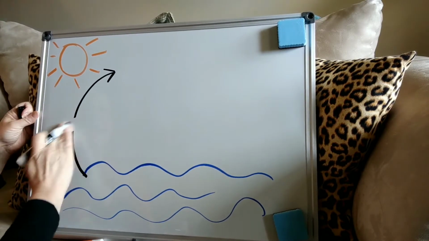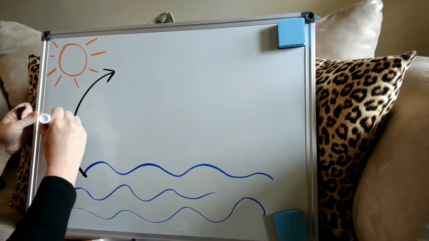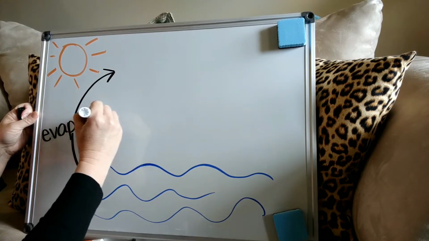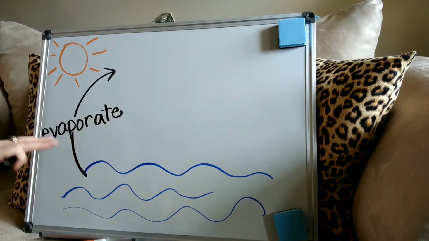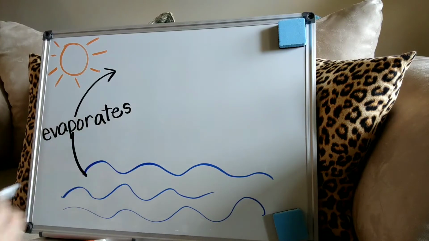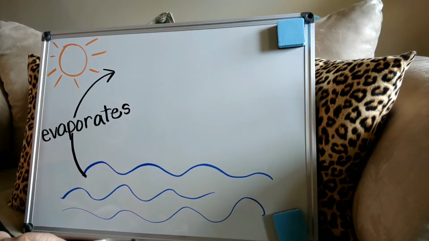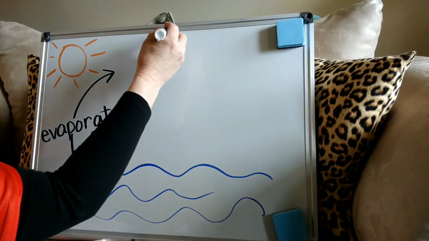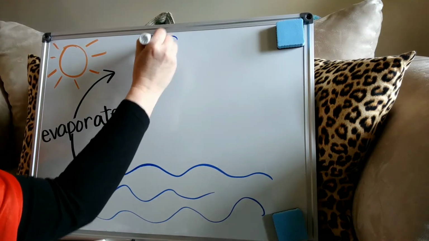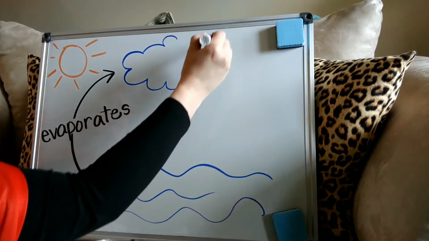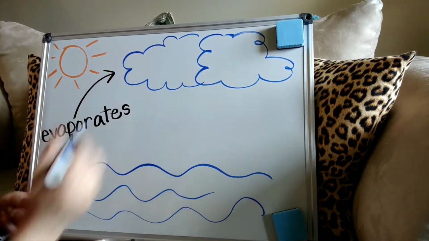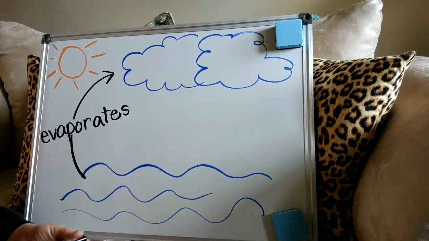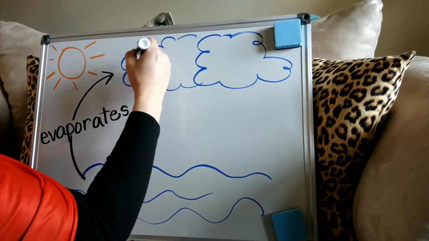Here, let me write the word evaporate real quick. Evaporate. So the water evaporates and it turns into a gas. And once it gets way high up in the sky where it's really, really, really cold, that gas and the cold air is going to make a cloud, right? It's going to make a cloud. A cloud of condensation. That's a $1 million word too. This is condensation.